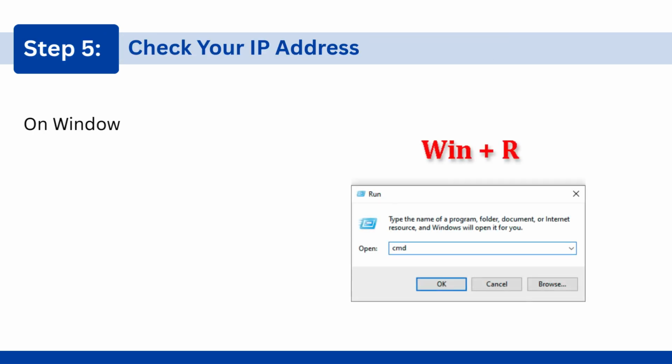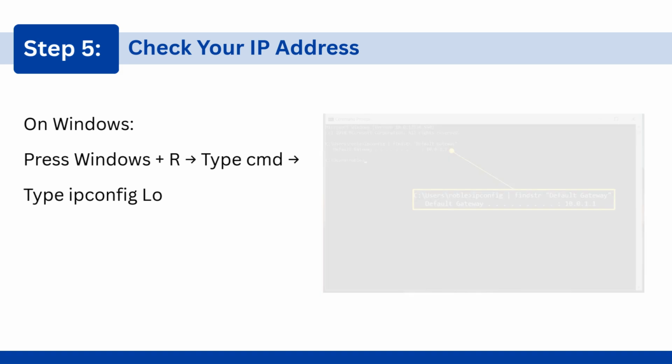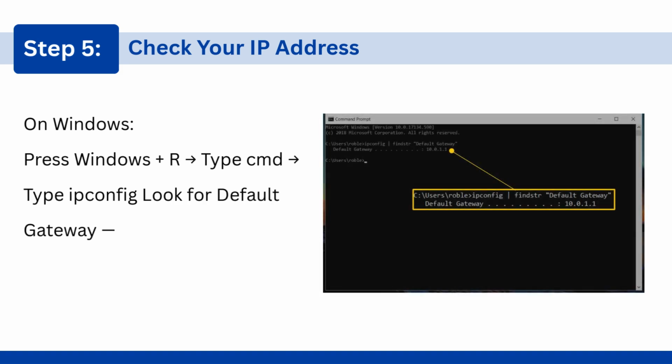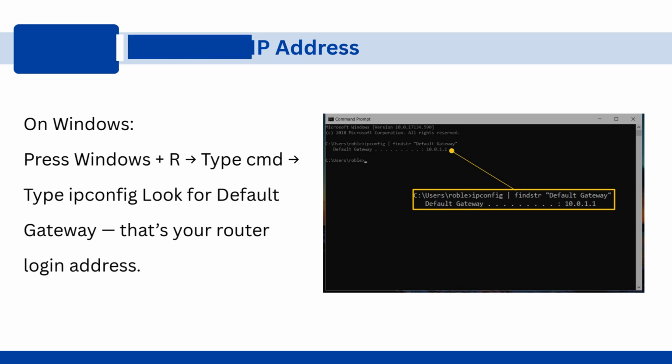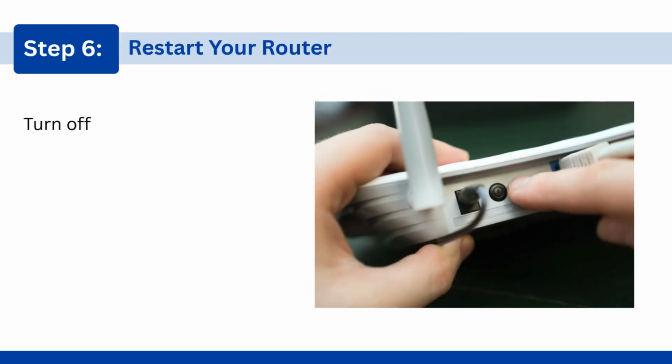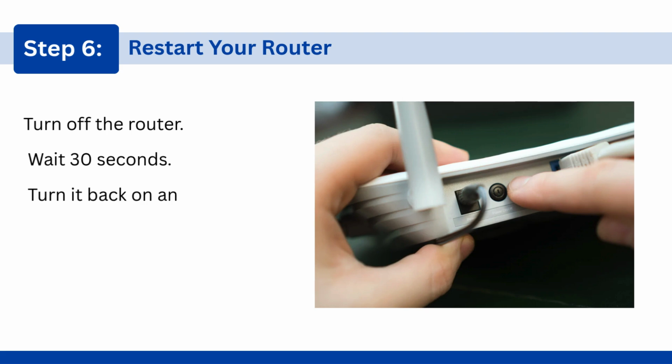Step 5. Check your IP address. On Windows, press Windows plus R, type CMD, type ipconfig. Look for default gateway, that's your router login address. Step 6. Restart your router. Turn off the router. Wait 30 seconds. Turn it back on and try again.